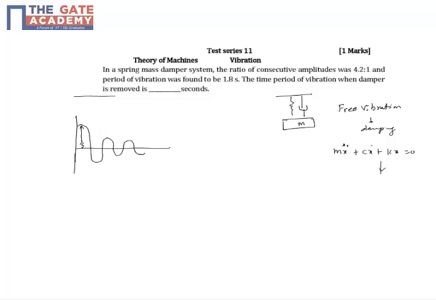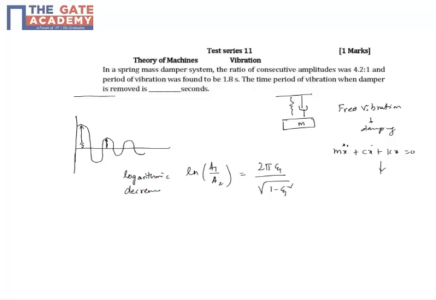We are not going to see the entire derivation here, but you observe that the ratio of two consecutive amplitudes remains constant, and the relation is ln a1 by a2, where a1 is the amplitude of the first cycle and a2 is the second cycle. That ratio equals 2 pi j over root 1 minus j square. This is called the logarithmic decrement because it governs how the amplitude decreases.